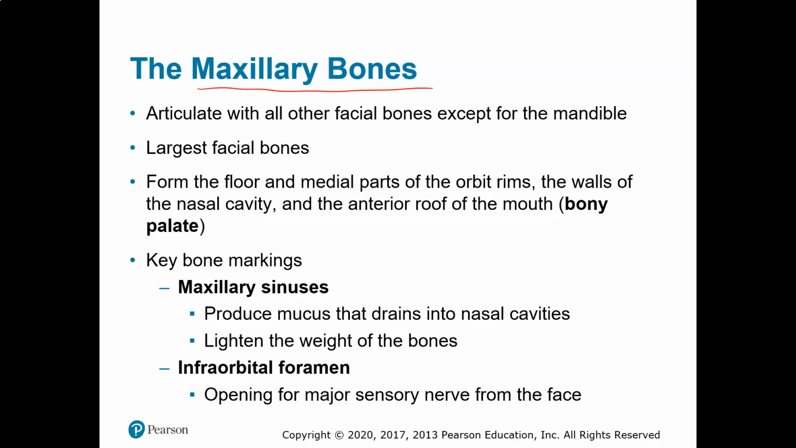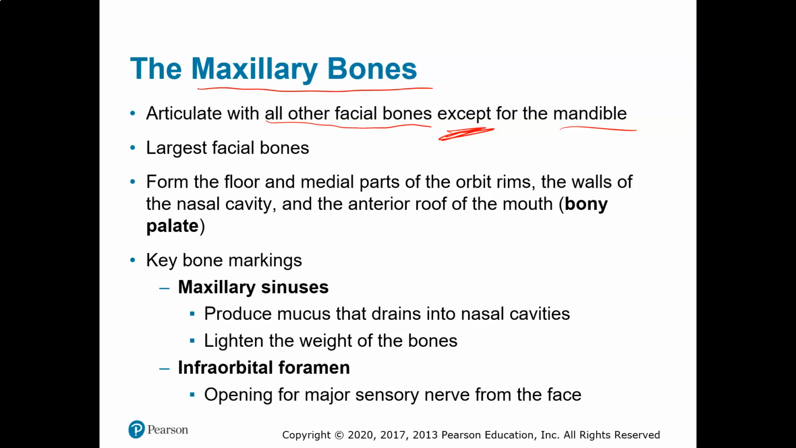So the maxilla articulates with all facial bones except for the mandible, which you would think, because it's the upper jawbone, or the bone above the jawbone, I guess you could say. You would think it articulates with the mandible, but it doesn't. It only articulates with all the other facial bones except for the mandible. So that means it articulates or forms a joint with all the other facial bones except the mandible. The largest facial bones are the maxillary bones.